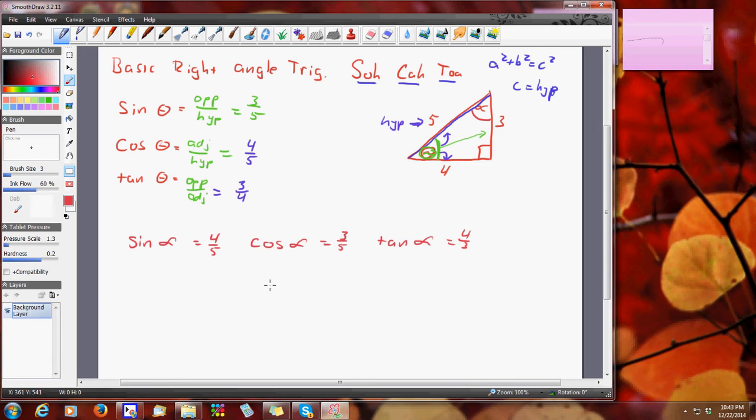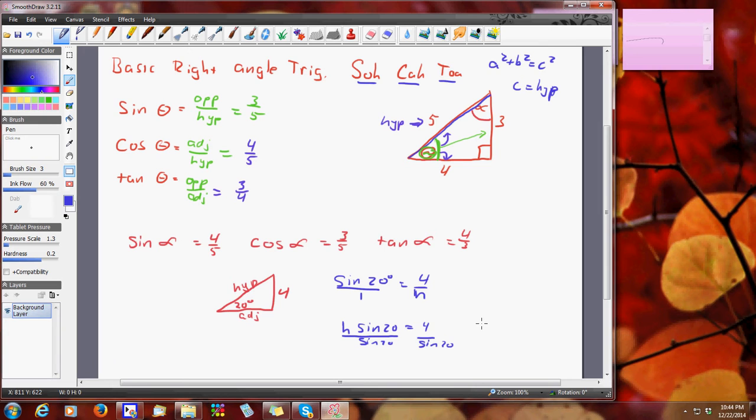Now, I'm going to do one more. Let's say I know that this angle is 20 degrees, and I know that this side is 4, and I want to know the hypotenuse, and I also want to know the adjacent side. If I know the opposite side is 4, maybe I'll use the sine function. The sine of 20 degrees is equal to 4 over the hypotenuse, call it h. If I cross multiply, I get h sine 20 equals 4. I'm going to divide by sine of 20 on both sides, and I get 4 divided by the sine of 20.